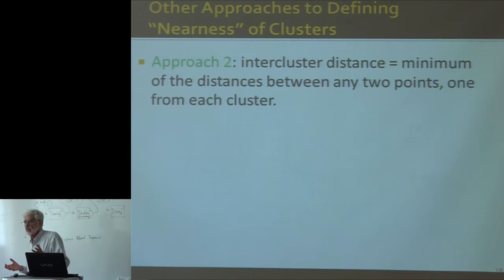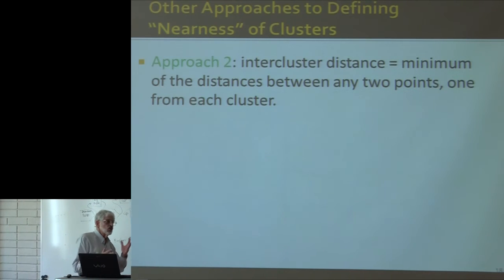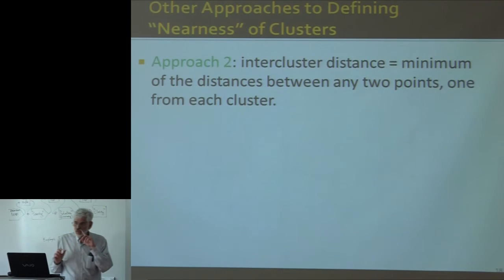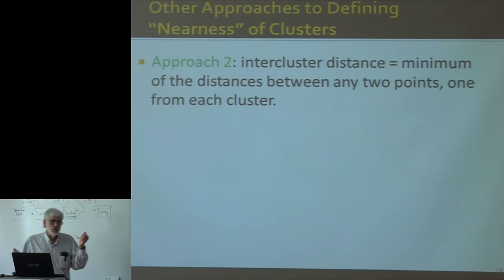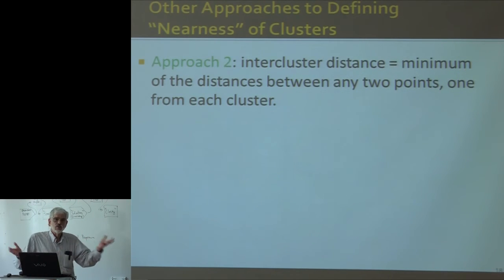Another way you could define the intercluster distance without having a Euclidean space is to look at the minimum distance between any pair of points, one chosen from each cluster. Again, that's more expensive than representing clusters by clustroids, because if you've got 100 points in one cluster and 1,000 points in another cluster, you've got 100,000 comparisons to make. But it does have the advantage that it tends to group clusters that are almost touching in some sense.